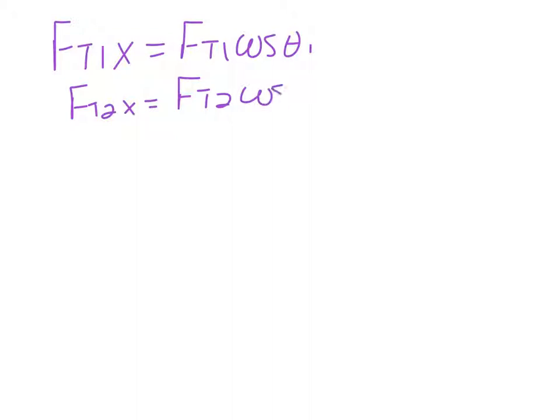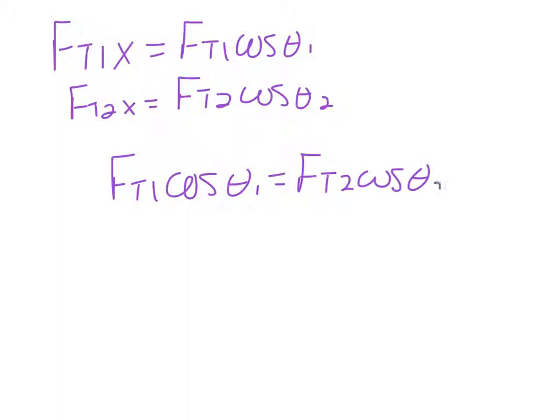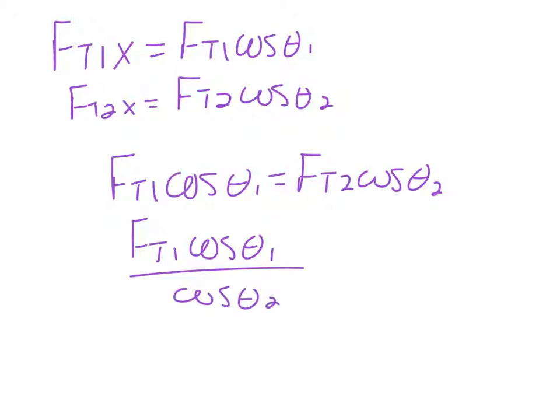So Ft1x equals Ft1 cosine theta 1. Ft2x equals Ft2 cosine theta 2. Those were equal to each other, so Ft1 cosine theta 1 equals Ft2 cosine theta 2. And just for fun, let's solve for Ft2 instead of Ft1. So Ft1 cosine theta 1 over cosine theta 2 equals Ft2. So here's one equation where we're isolating Ft2.